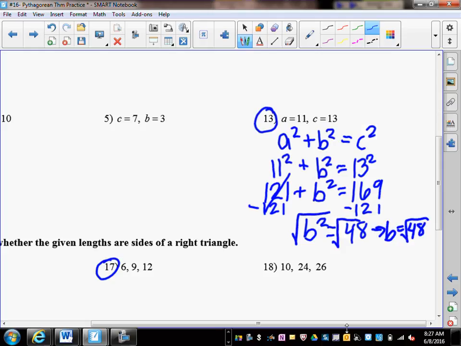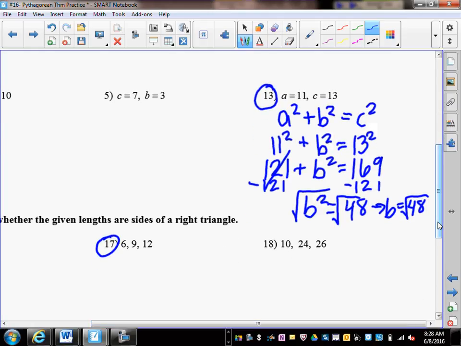But am I done? No. We know how to simplify radicals. We've got to simplify this. Yes, we do, Drew. It's necessary.